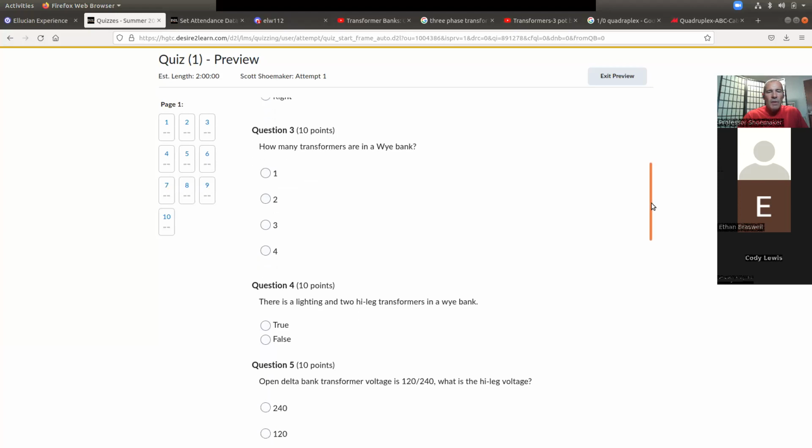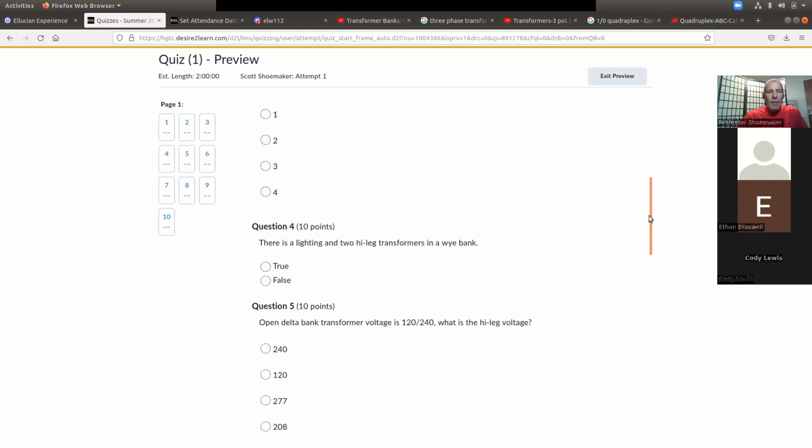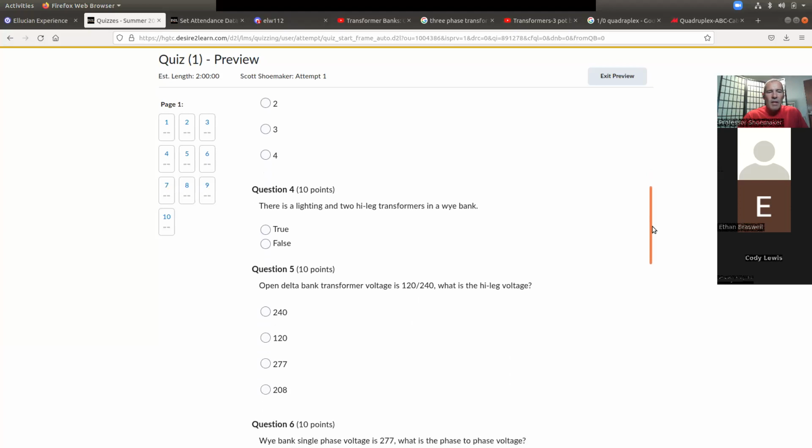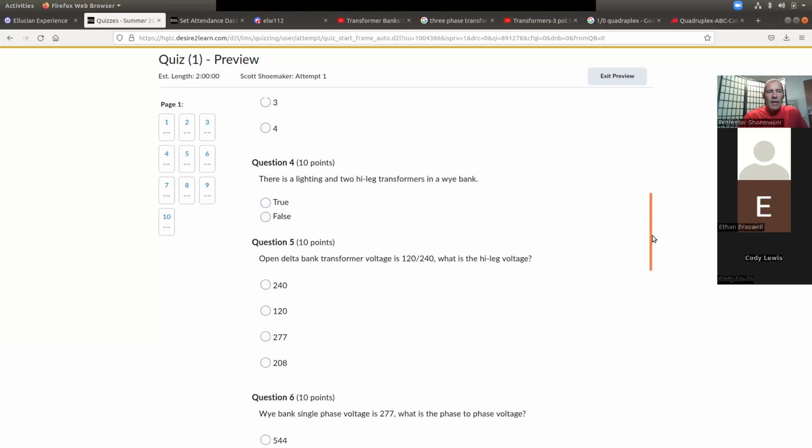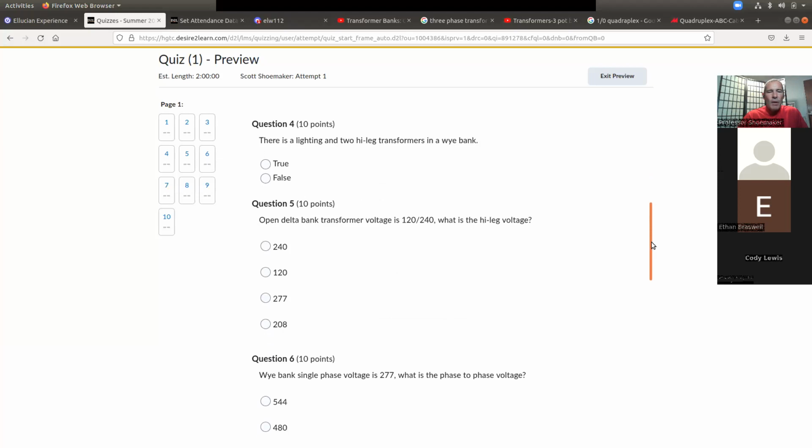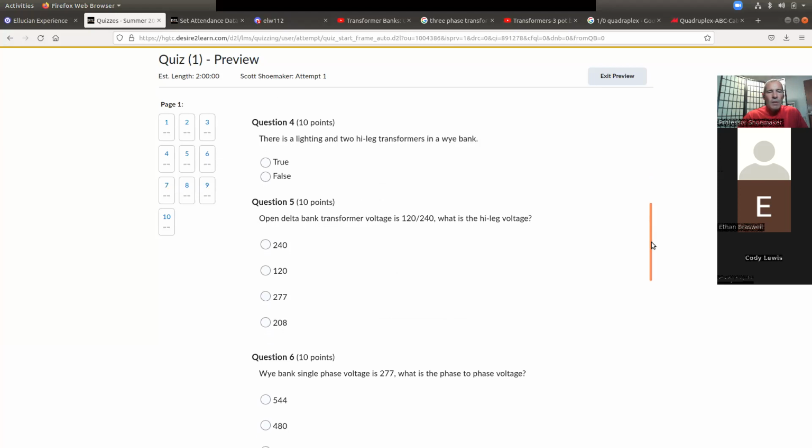How many transformers are there in a Y bank? 3. True or false: there is a lighting and 2 high leg transformers in a Y bank. False. Yeah, there's no lighting or high leg transformers in a Y bank. They're all one single voltage.